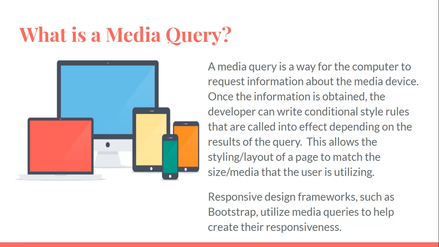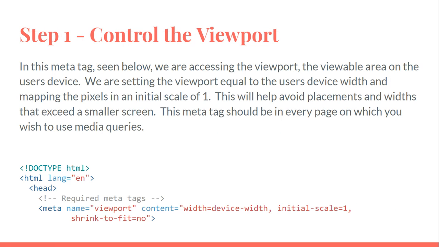So, a media query is a way for the computer to request information about the media device. So, it's a way that the website that we're writing can gain information about the type of device that the user is using, including the screen size of it, the width, the height, the orientation. Are they holding it in portrait or landscape mode? All kinds of different things. And as previously mentioned, most of the responsive design frameworks that you can download and utilize, such as Bootstrap, behind the scenes utilize media queries.